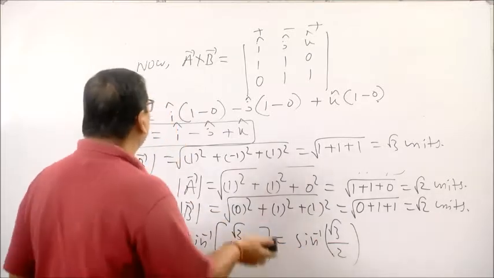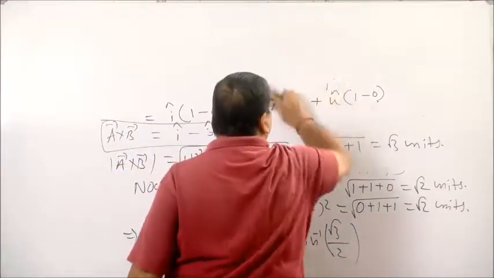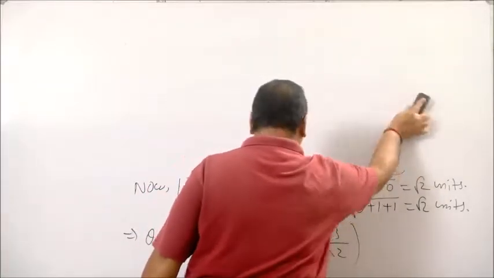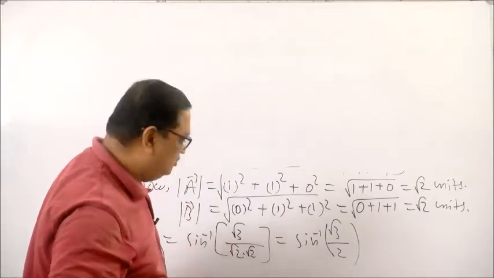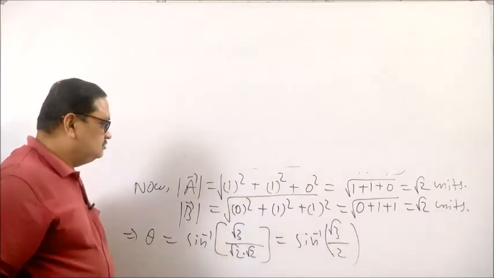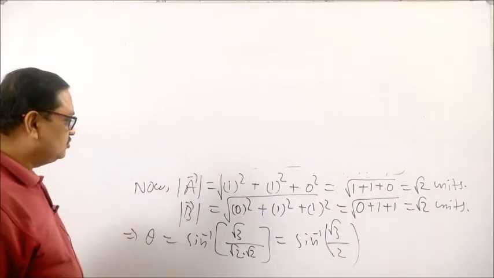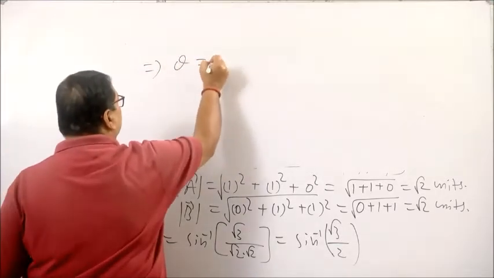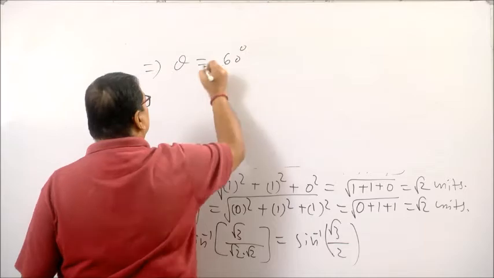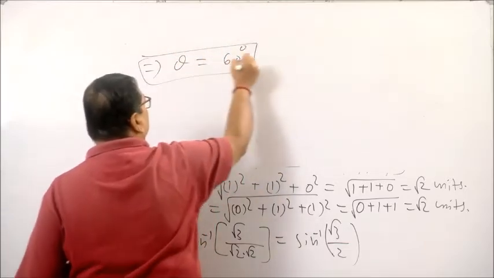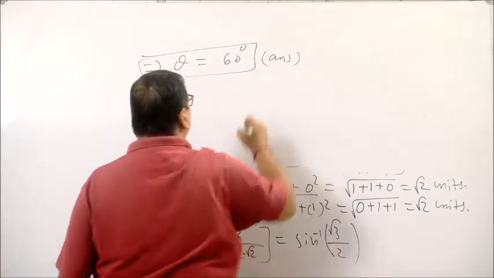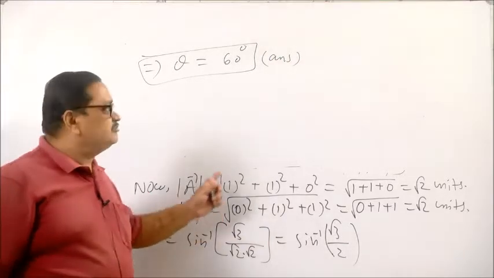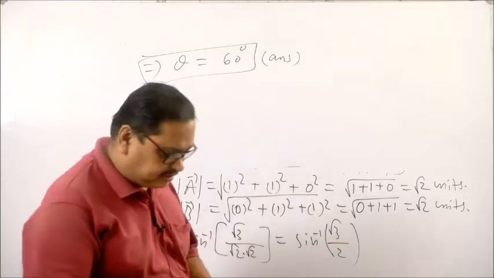Now we have to find the angle whose sin value is root 3 by 2. Sin 0 is 0, sin 30 is 1 by 2, sin 45 is 1 by root 2, and sin 60 degree is root 3 by 2. This implies theta equals 60 degrees. This is the answer. The angle between the given two vectors is 60 degrees. Okay, so in this way you can find the angle between two vectors.